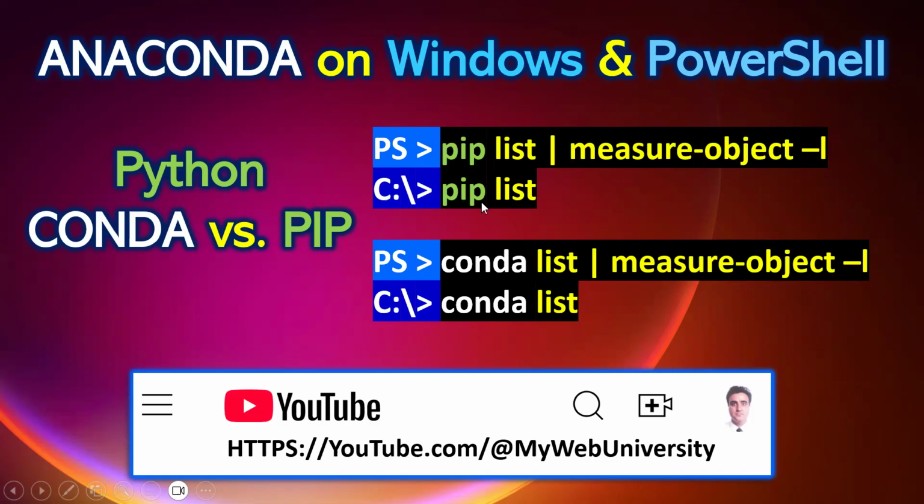And the C prompt, just pip is there. There's no measure or word count similar to this one, because the Windows C command prompt is about 88 commands that you have all together.